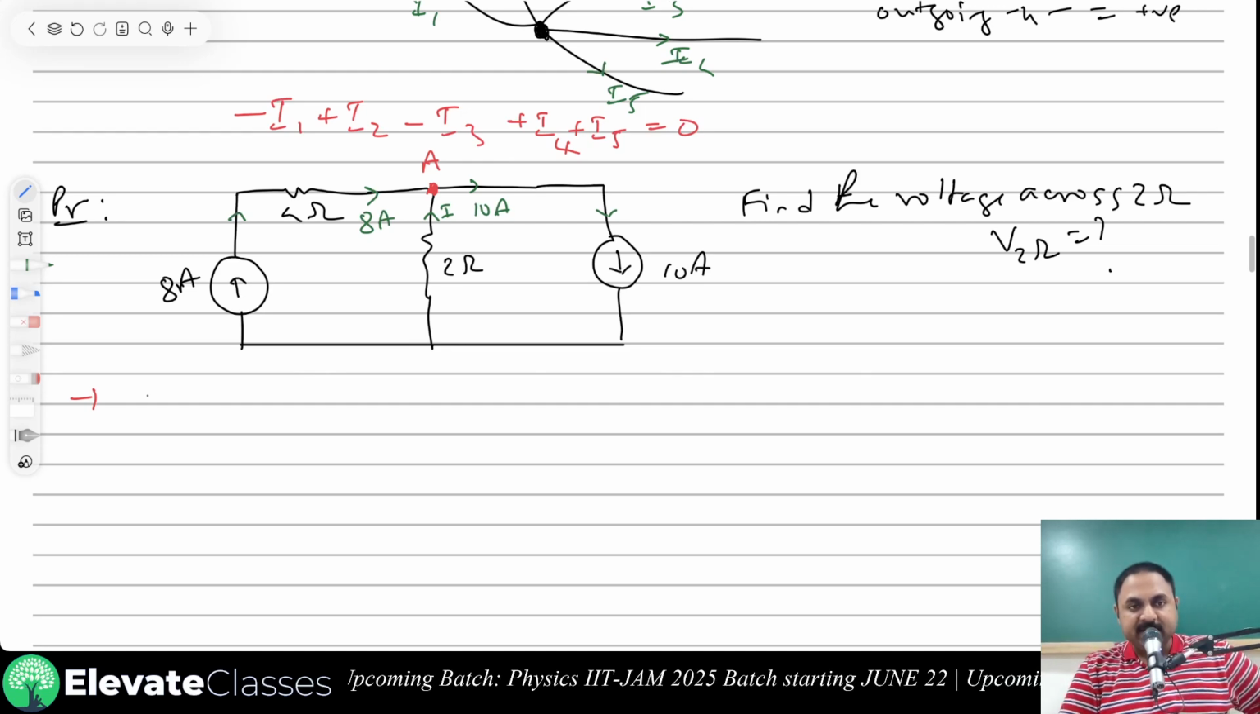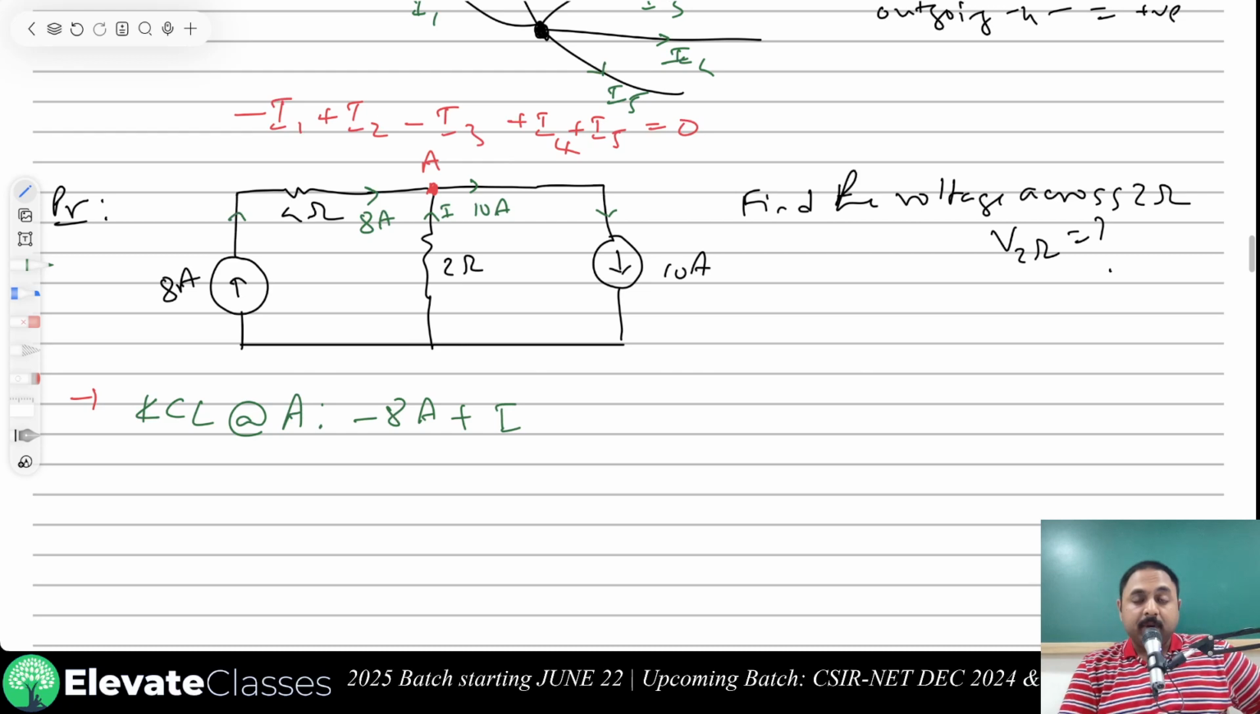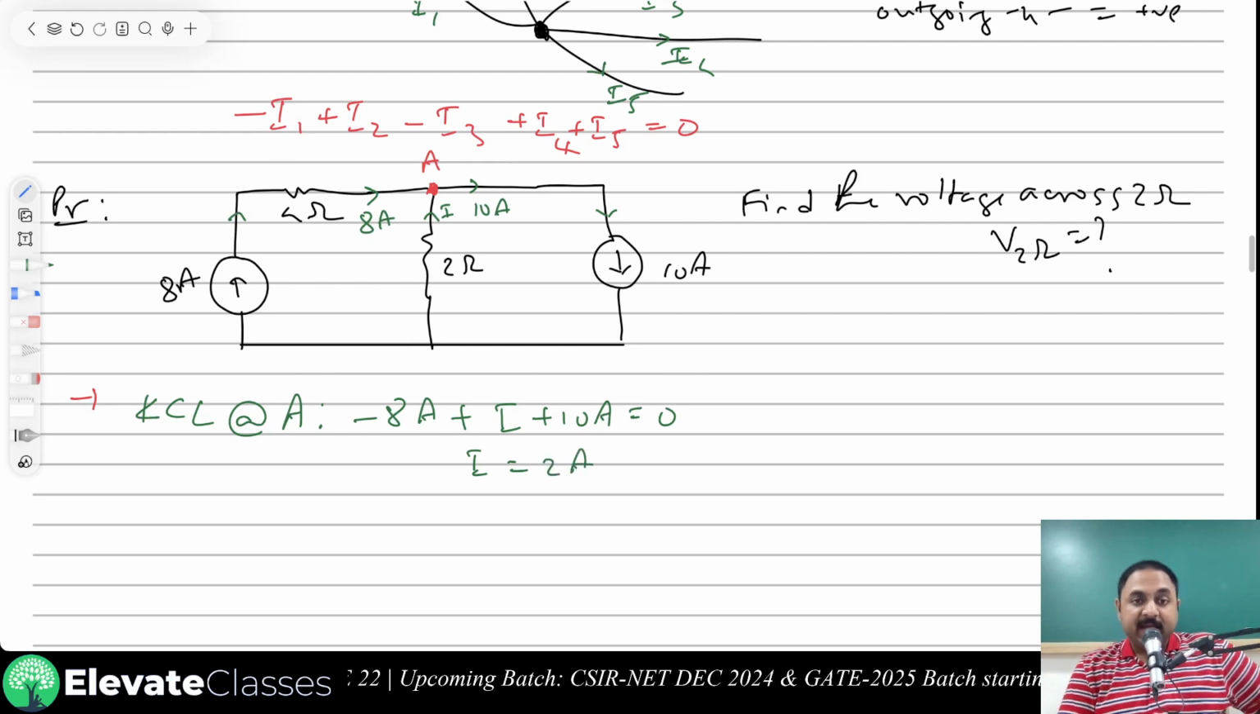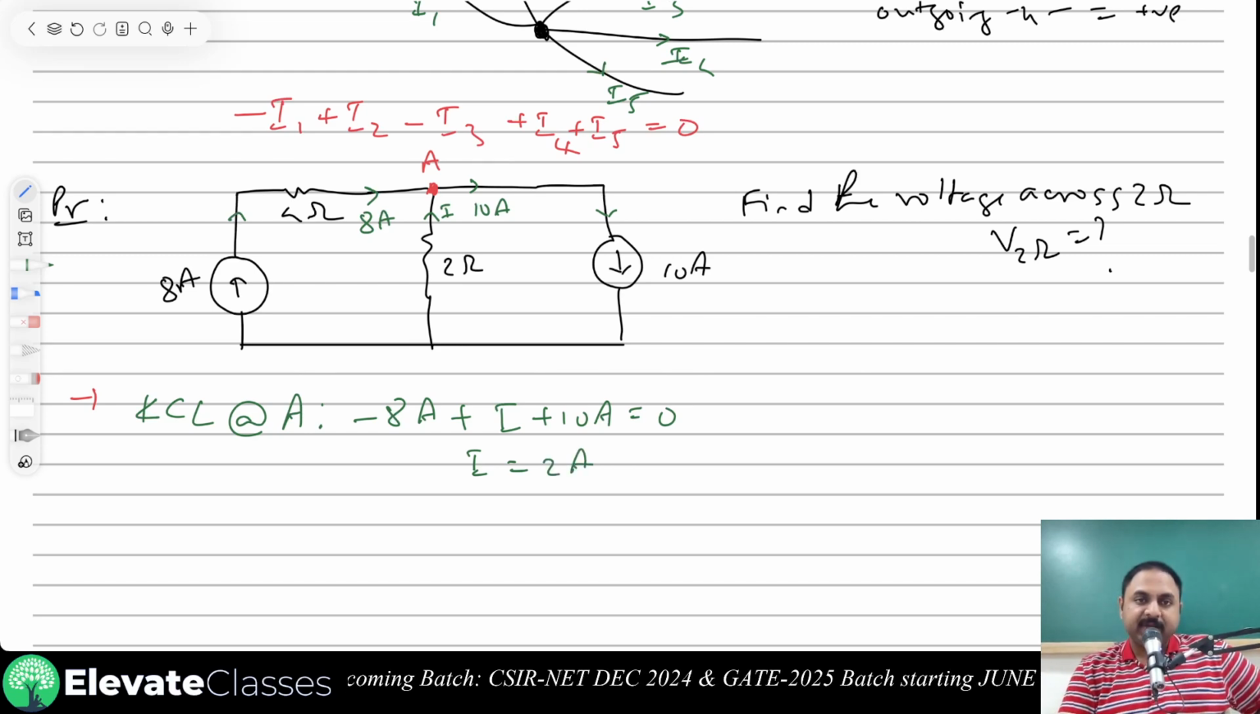Now let us apply KCL at point A. In KCL at point A, incoming currents are negative. So minus 8 amperes plus I. Outgoing currents are positive, plus 10 amperes is equal to 0. So this will give me I is equal to 2 amperes. If my current turns out to be positive, that means my assumption was right. My assumption was that current is coming this way. That is a correct assumption. So I got the current through the 2 ohm resistance as 2 amperes.